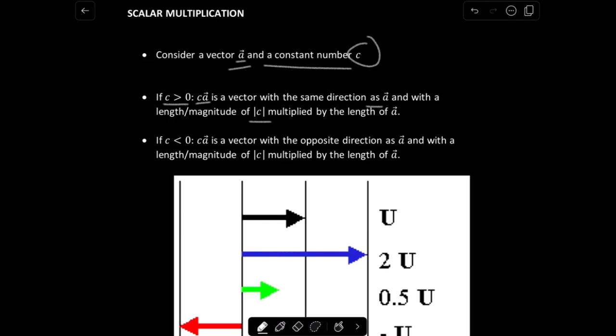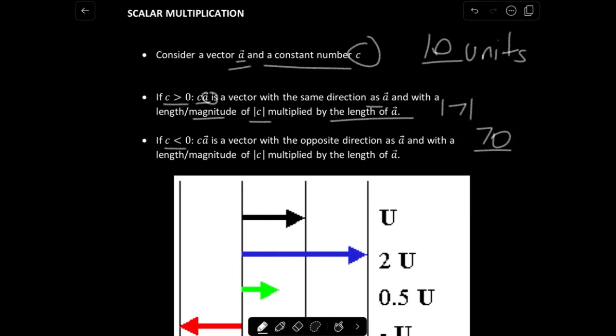So if C was 7, you'll take 7 multiplied by the length of vector A. Let's say A had a length of, let's use units, 10 units in length. And now you're going to multiply this vector A by, let's pick C equal to 7. Then for the resulting vector CA, you'll take the absolute value of 7, which is 7, multiply it by 10, and you'll get 70. So the resulting vector CA now has a magnitude, or length, of 70 units.